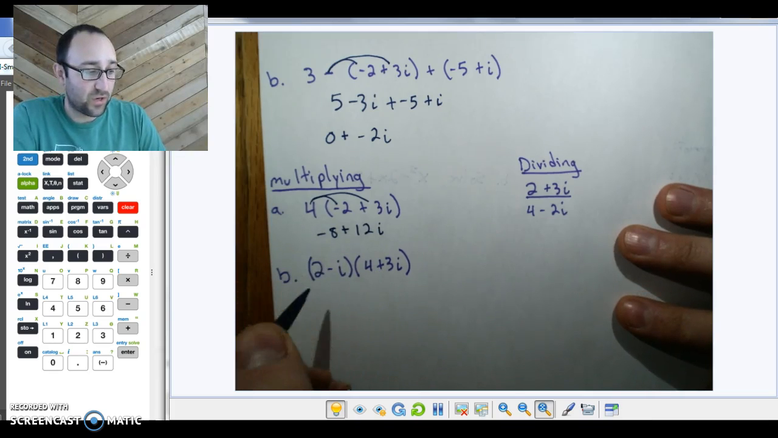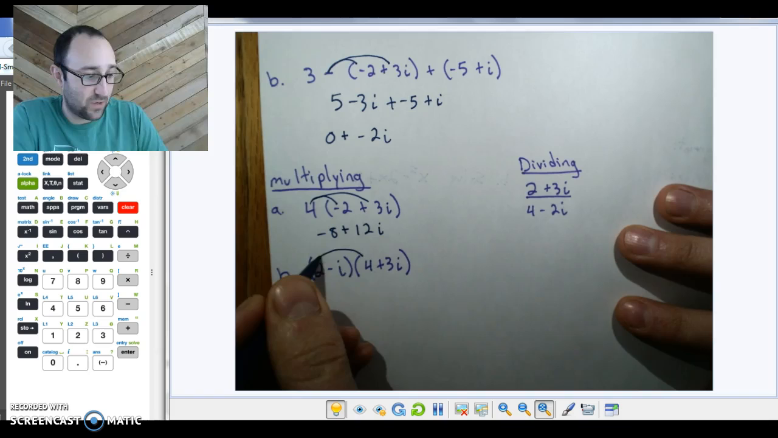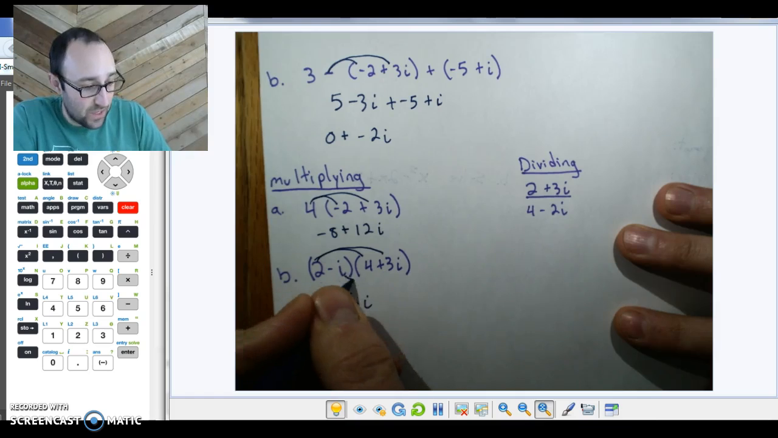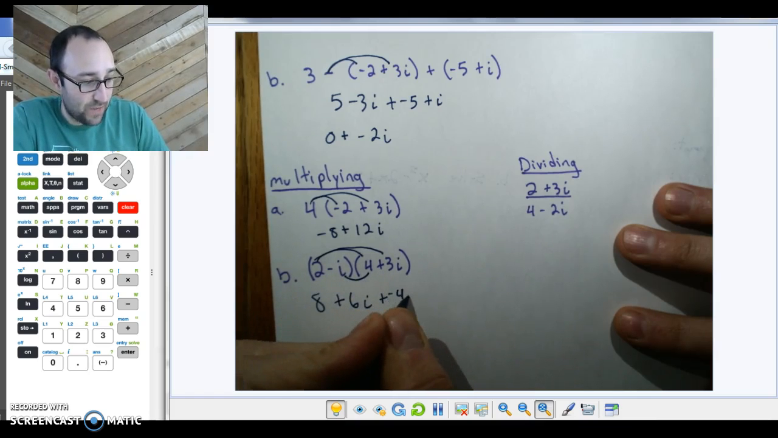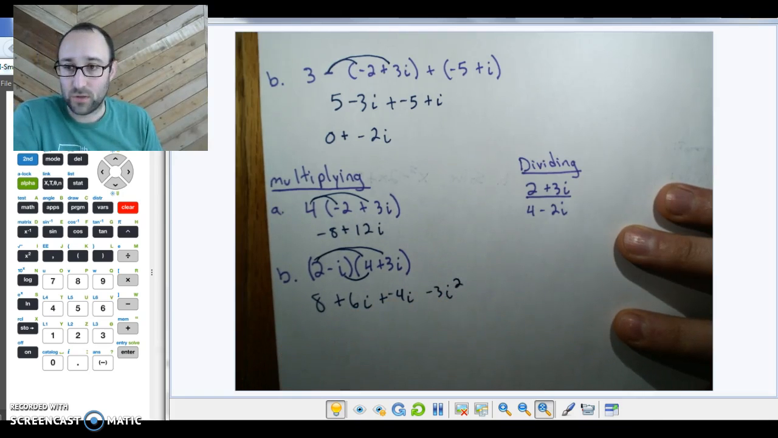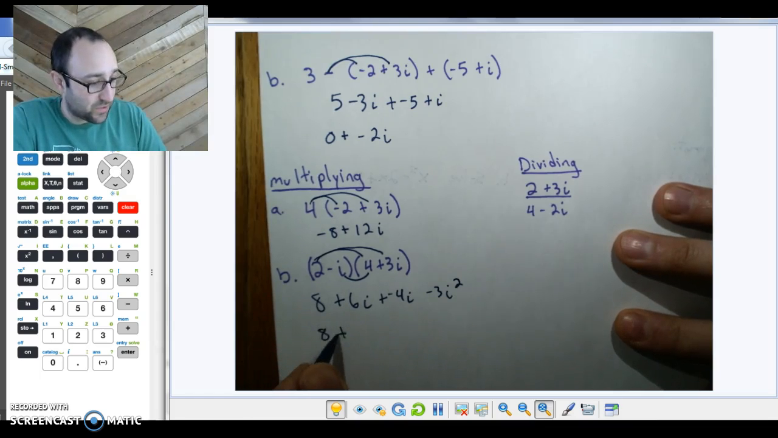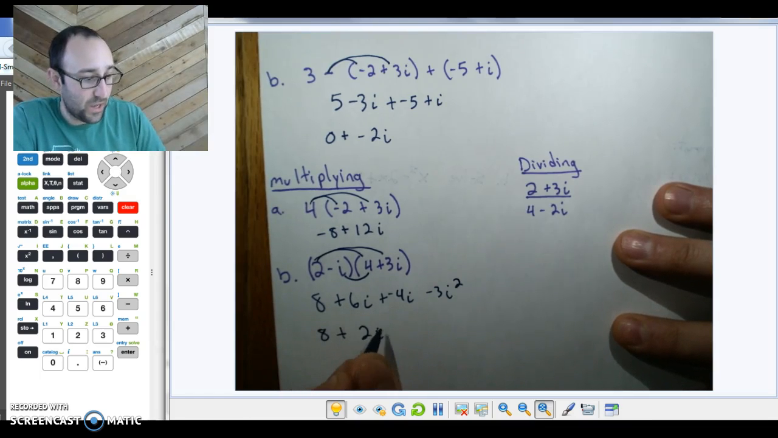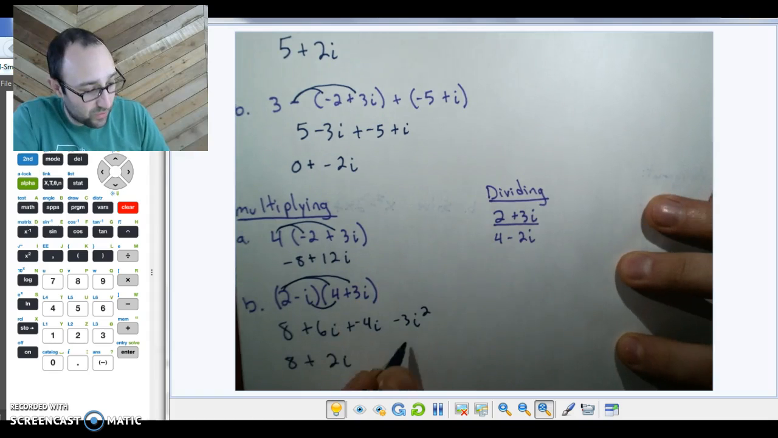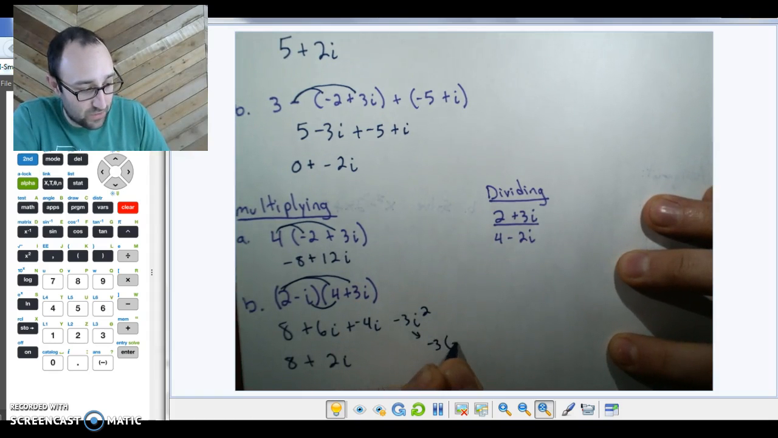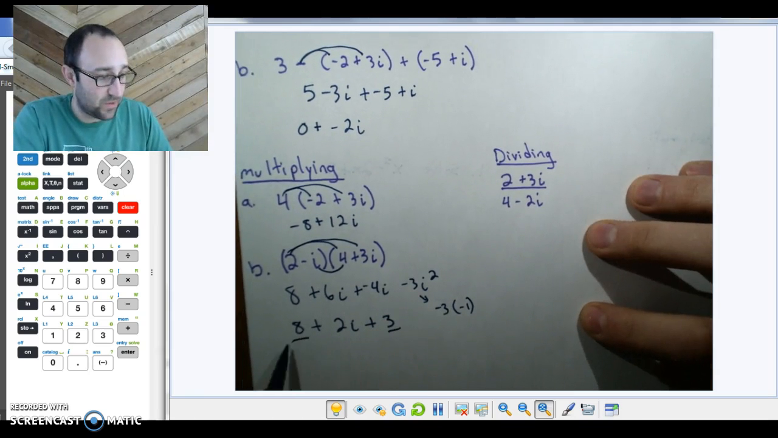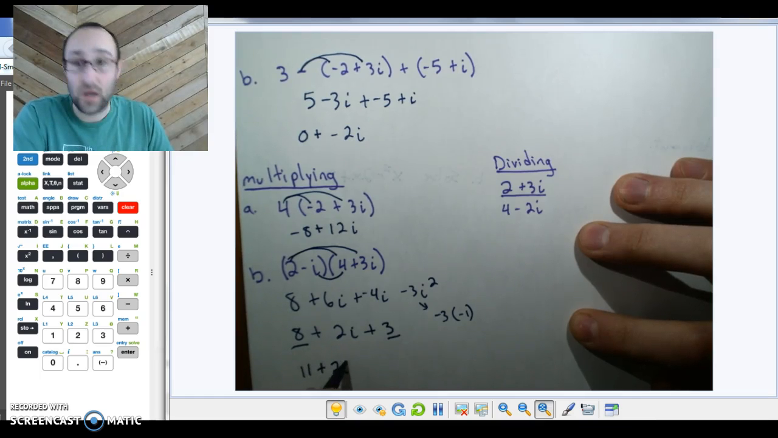Now what happens if you multiply two complex numbers together? The distributive property doesn't really work here, but FOIL does. If you remember FOIL: first, outside, inside, last. So 4 times 2 is 8. 2 times 3i is 6i. Then the inside, negative i times 4 is plus negative 4i. And negative i times 3i is negative 3i squared. Alright, so now let's clean this up. 8 plus 6i and negative 4i is 2i, and negative 3i squared. If you remember back to what we just did, i squared is negative 1. So negative 3 times negative 1 is going to be plus 3. And then we can combine this one and this one to make it 11 plus 2i.